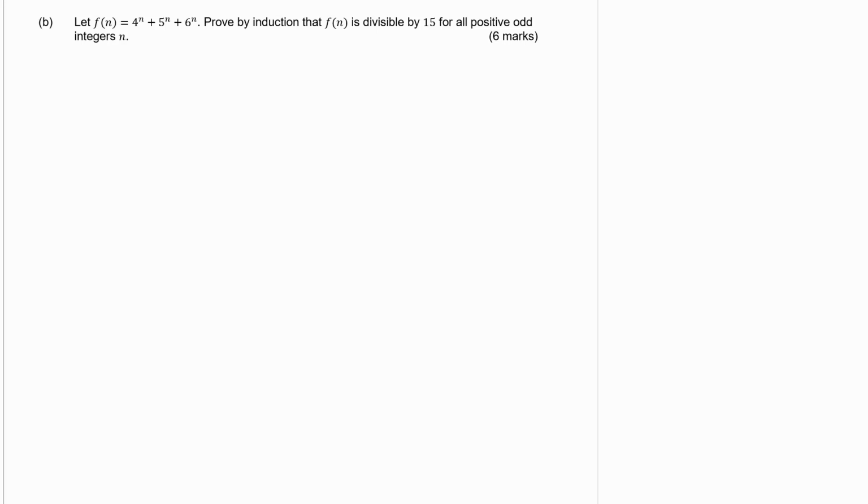Now this next one is actually genuinely tricky. Let f of n be 4 to the n plus 5 to the n plus 6 to the n. Prove by induction that f(n) is divisible by 15 for all positive odd integers n. This odd is really important. So we've got, of course, the n equals 1 case. So 4 to the 1 plus 5 to the 1 plus 6 to the 1 is actually equal to 15. So it's certainly true for n equals 1.